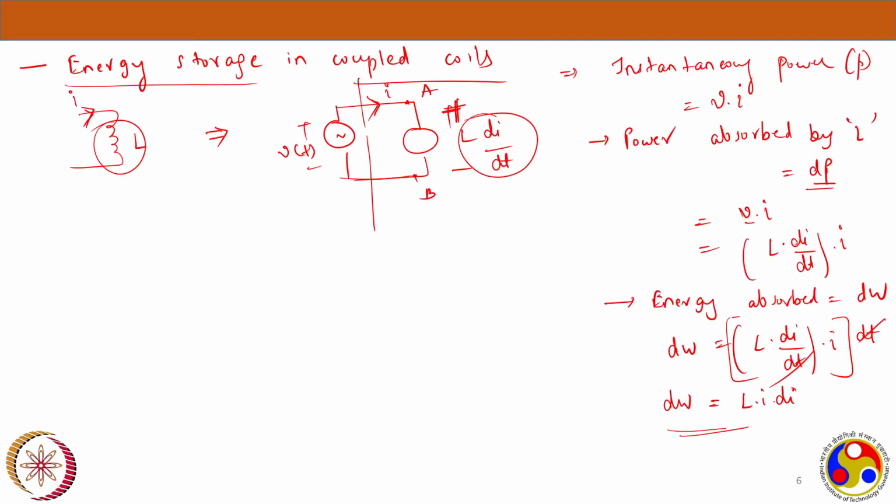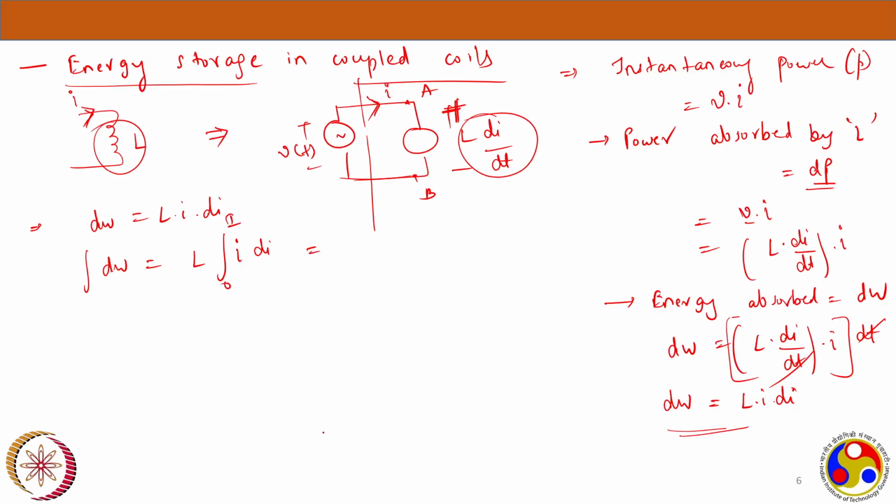So if you integrate this entire energy over the entire range of current, you will get the total energy absorbed by this particular inductance. Now I'm just trying to integrate it. dW is equal to L i di. I integrate dW, and on the right I integrate the current with respect to di. So what are the limits of this current? It goes from 0 to I, the maximum value of current.